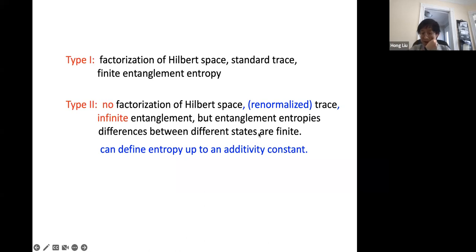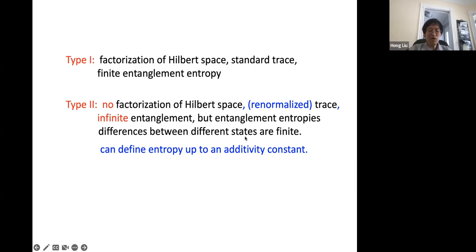So if you imagine you have a Hilbert space, and you look at the entanglement entropy between subsystems in any state, you find that it is infinite. But if you consider the difference of the entanglement entropy between different states, it becomes finite. So that's the reason you can define, if you remove an infinite overall constant, an entropy associated with each state. Because you just have an infinite constant associated with all states, and once you remove that infinite constant the rest is finite. So you can define a renormalized entropy, which is finite.